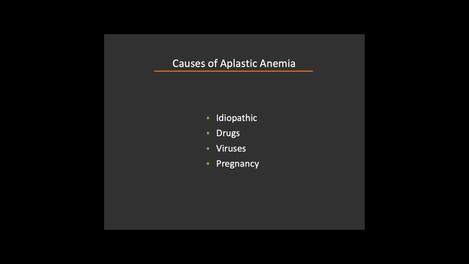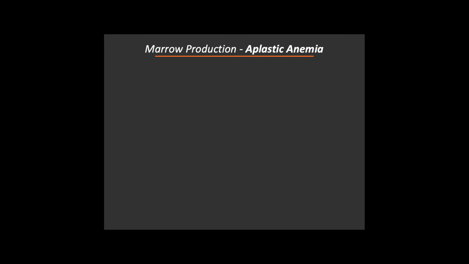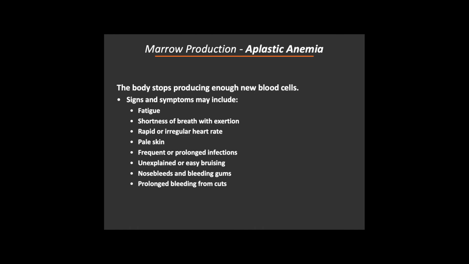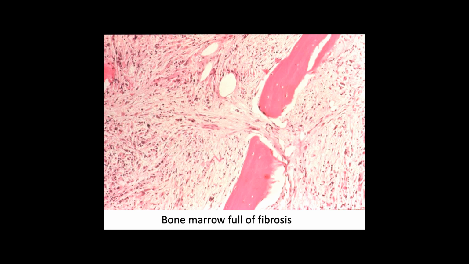Some of the causes of aplastic anemia: idiopathic, certain medications, viruses, even pregnancy can cause this. And so the body stops actually producing enough new blood cells. Signs and symptoms could include fatigue, shortness of breath with exertion, irregular heartbeat, tachycardia, pale skin, prolonged or frequent infections, increased bruising, nosebleeds or bleeding of the gums, prolonged bleeding from cuts, skin rash, dizziness, headache.